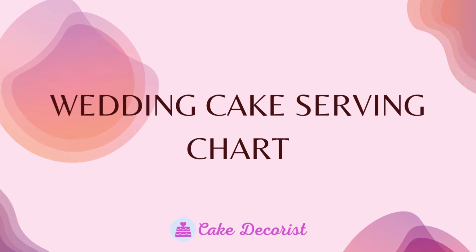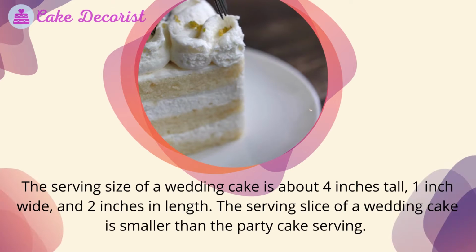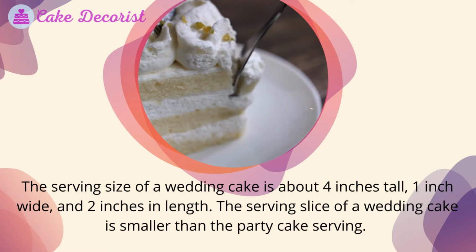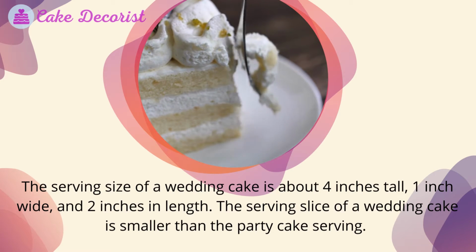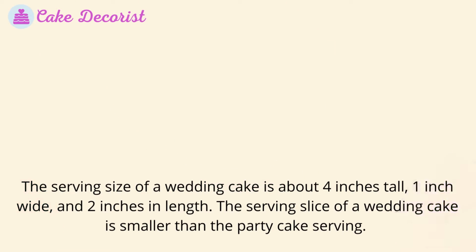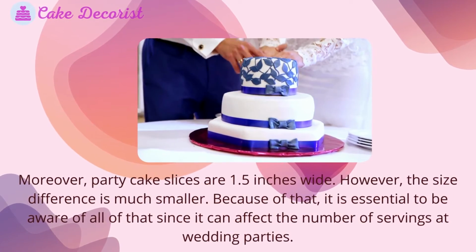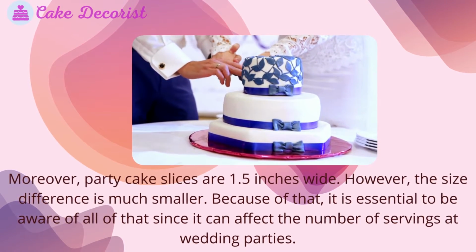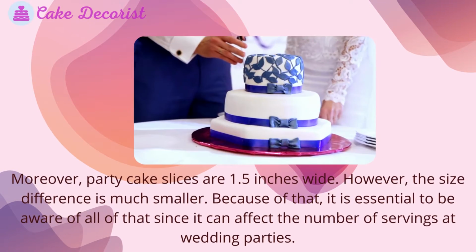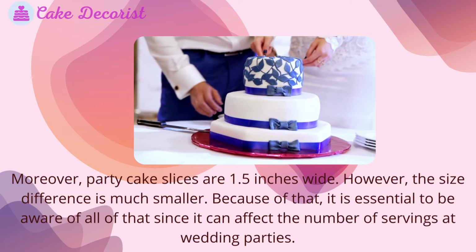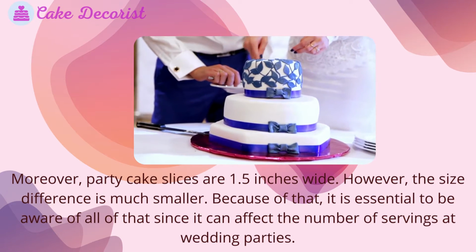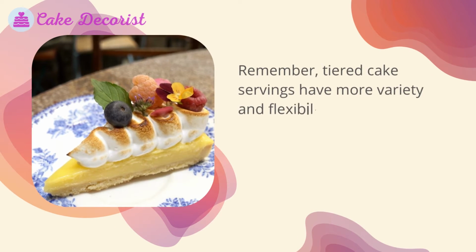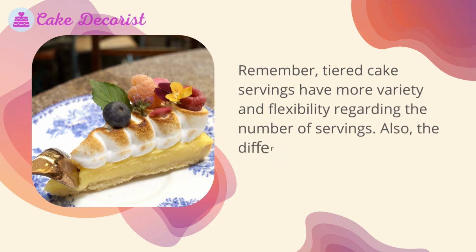Wedding cake serving chart. The serving size of a wedding cake is about 4 inches tall, 1 inch wide, and 2 inches in length. The serving slice of a wedding cake is smaller than the party cake serving. Moreover, party cake slices are 1.5 inches wide. However, the size difference is much smaller. Because of that, it is essential to be aware of all of that since it can affect the number of servings at wedding parties. Remember, tiered cake servings have more variety and flexibility regarding the number of servings.